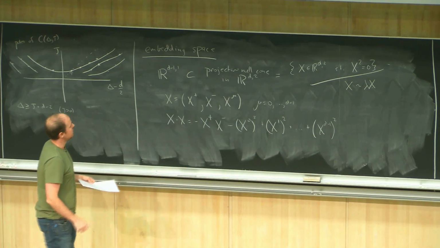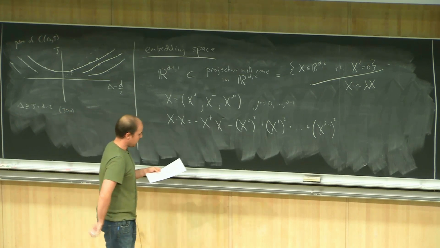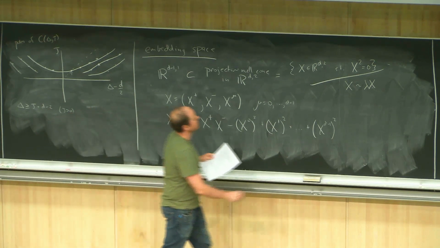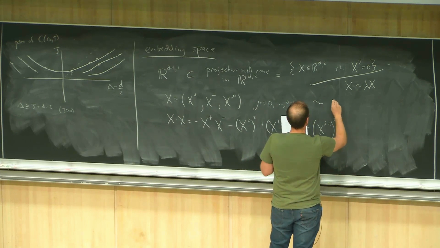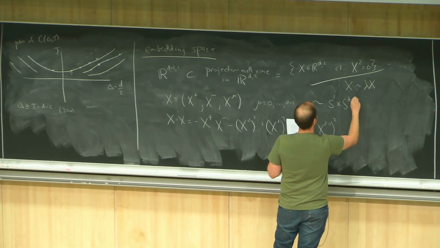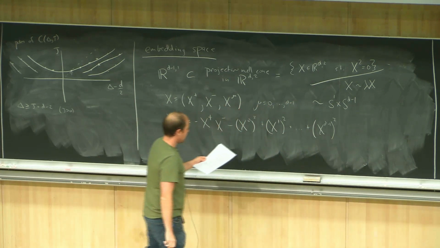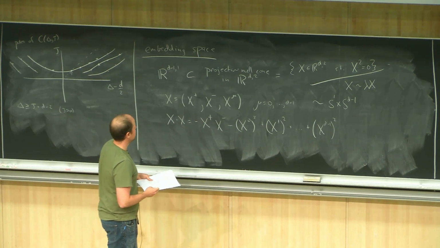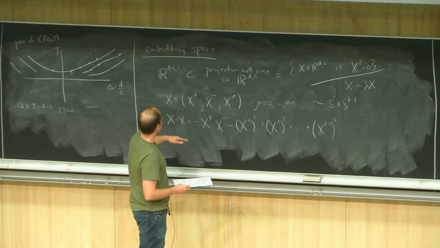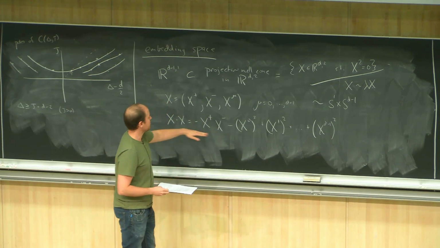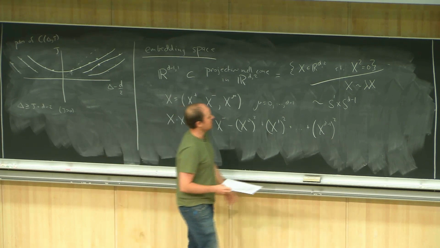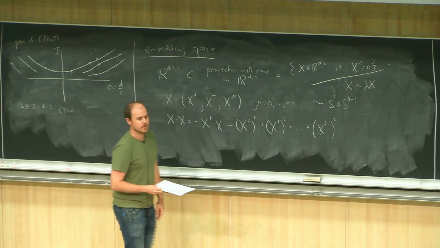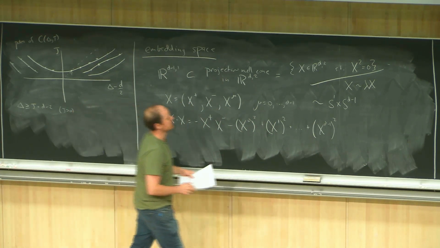So the projective null cone in this space is topologically S1 cross S^(d-1). I'll leave it as an exercise to show that. Basically, what you should try to do is solve the equation X squared equals 0 using a unit vector in d dimensions and an angle on the circle. Okay, so that's an exercise.